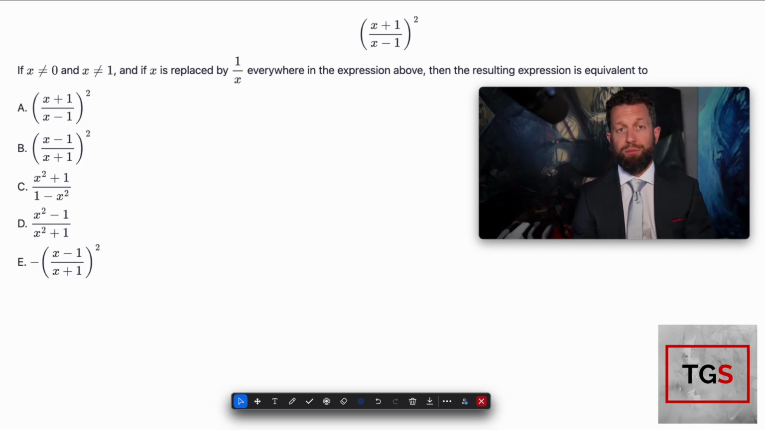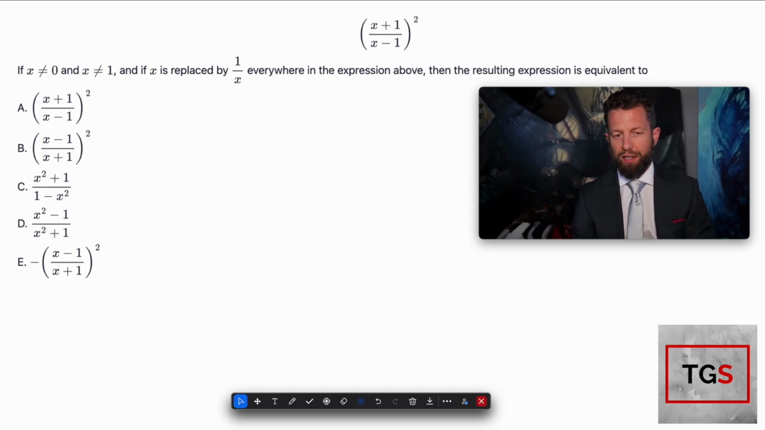That's the beginning of the problem, is just that. There's no equal sign or anything else. Then the rest of the problem says, if x does not equal 0 and x does not equal 1, and if x is replaced by 1 divided by x everywhere in the expression above, then the resulting expression is equivalent to blank. And then they give us 5 different answer options that could be equivalent.